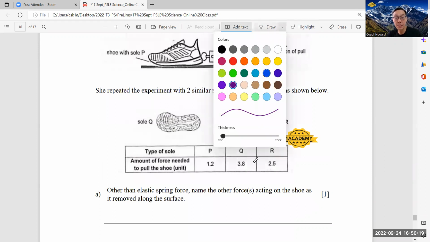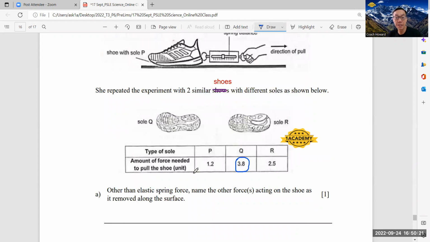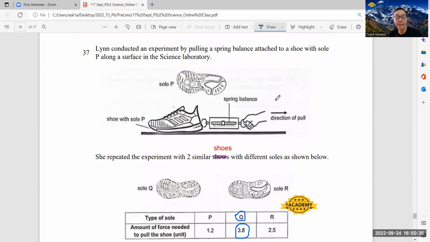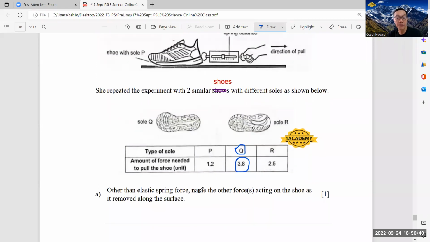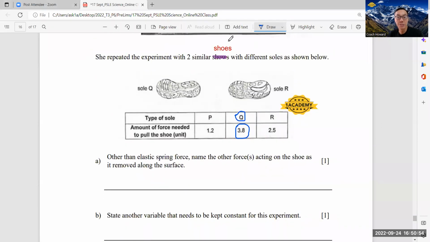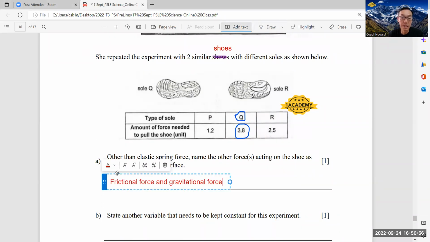When you look at this, identify the one that needs the greatest amount of force. That means that sole Q produces the greatest amount of frictional force between this surface and the sole of the shoe. They say, other than elastic spring force, name the other forces. So it's frictional force and gravitational force.